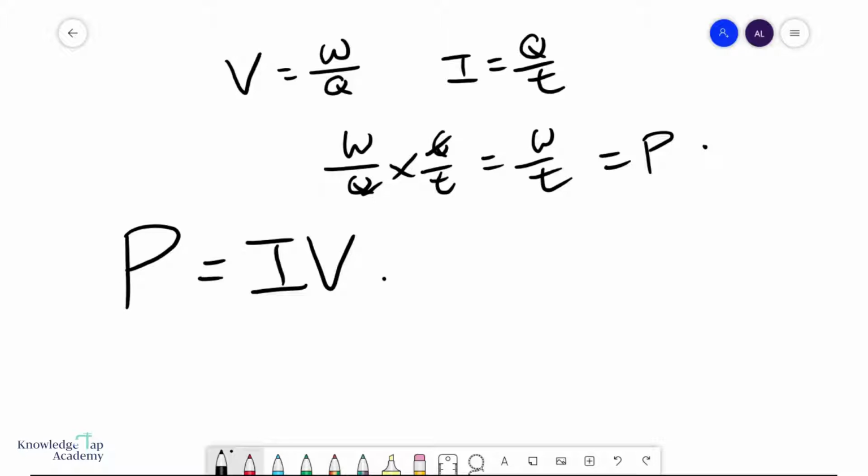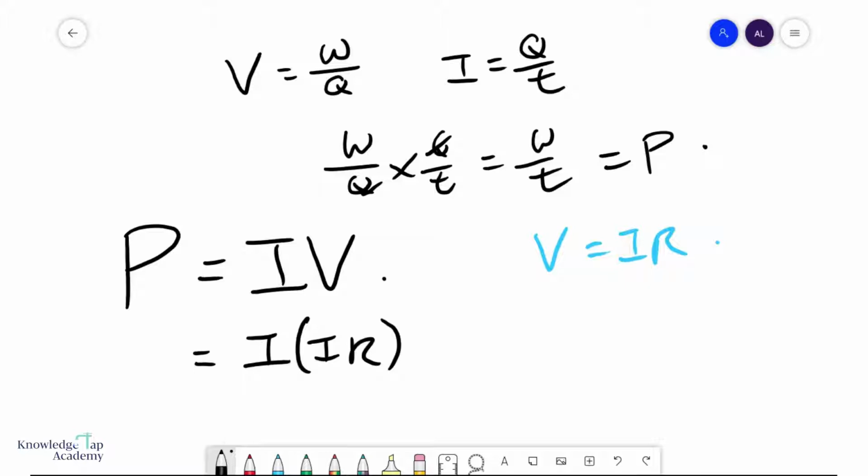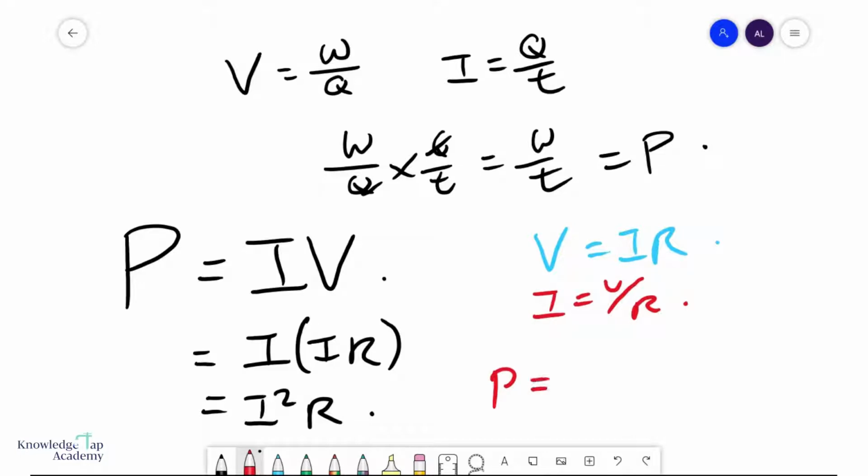If we combine this with the fact that V equals IR, then you can see that there are alternative ways of finding the electrical power. So we can have P equals I times IR, and this would be I squared R. Or maybe if we let I equal V over R, then P could equal V over R times V, which equals V squared over R. And so we have three ways of thinking of the electrical power, all of which are the same thing.